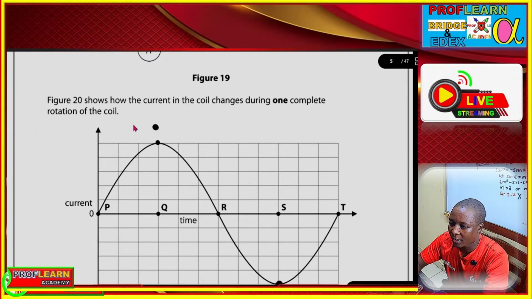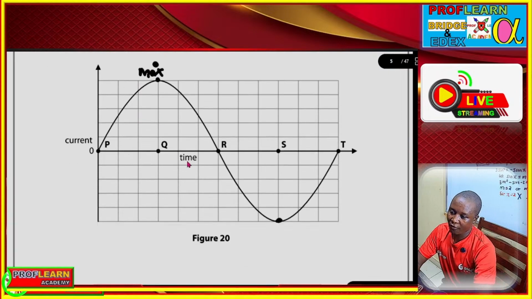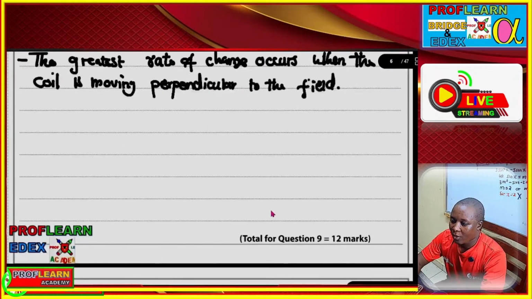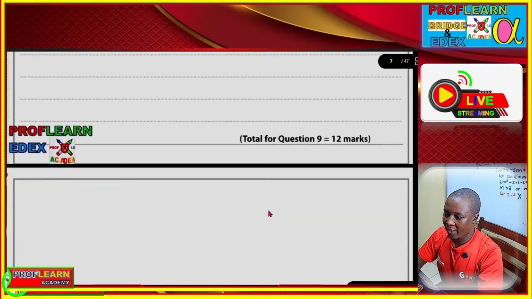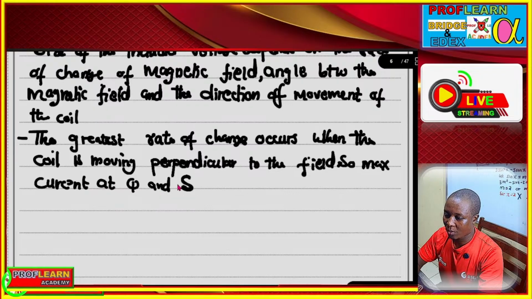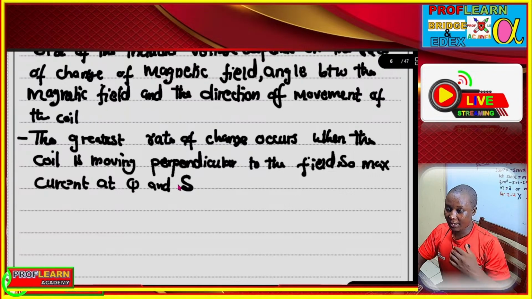At point Q, that is where we are going to have maximum induced EMF. So the maximum current is at point Q and S.